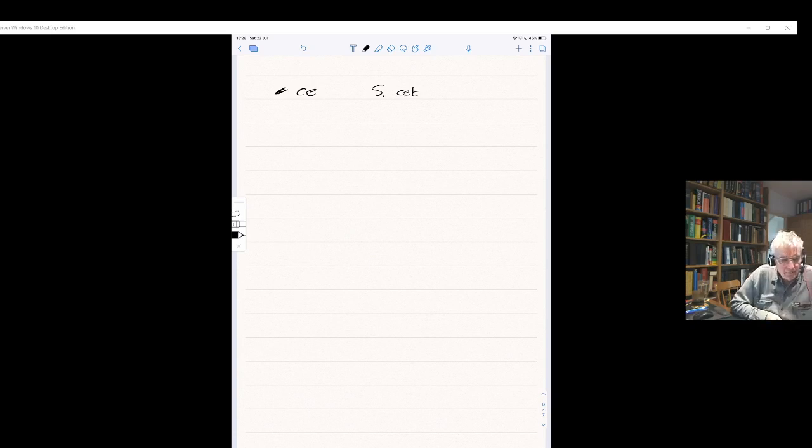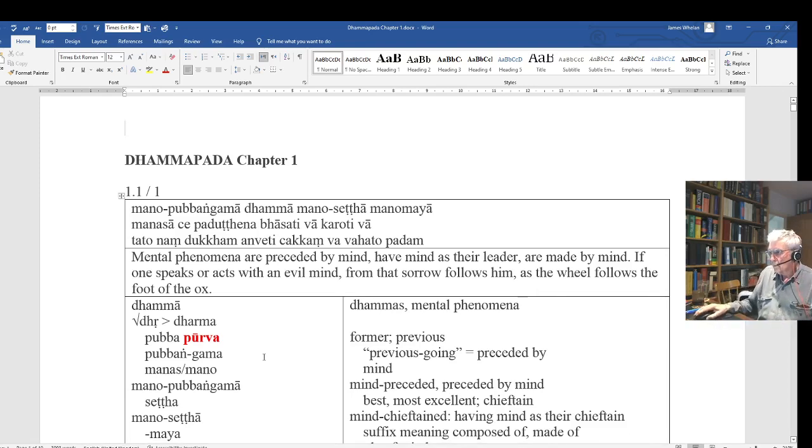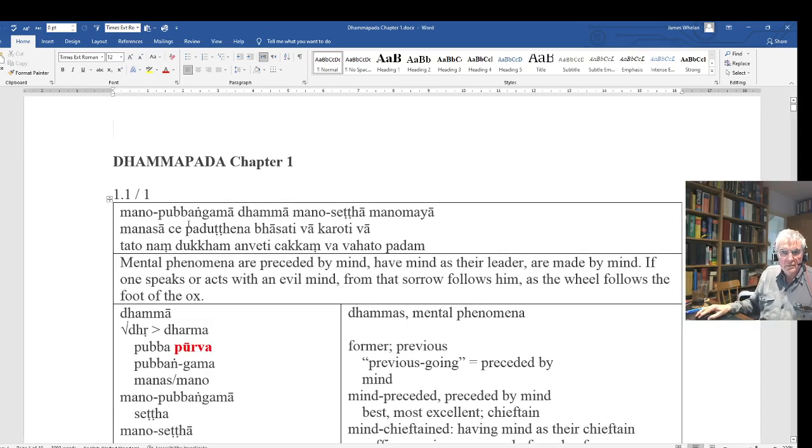It could equally well have been put yadi paduttena manasa, if with an evilly disposed mind, or sace manasa paduttena. But note in this verse, I'll actually call it up for you on the annotated version. Here we are. So there we are. Manasa ce padutthena.